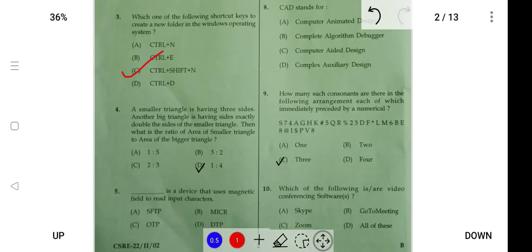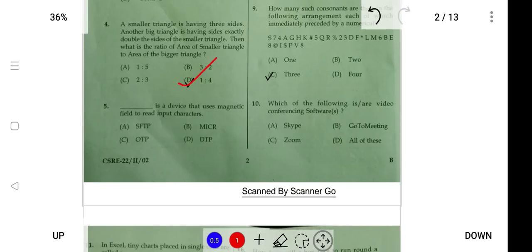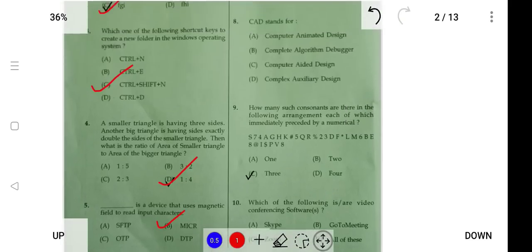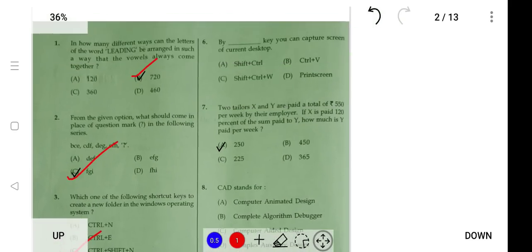Next. A small triangle is having three sides. Another big triangle is having exactly double the sides of the small triangle. So the ratio is 1:4. Next, question number five. Which device uses a magnetic field to read input characters? So it is MICR, that is magnetic ink character recognition.